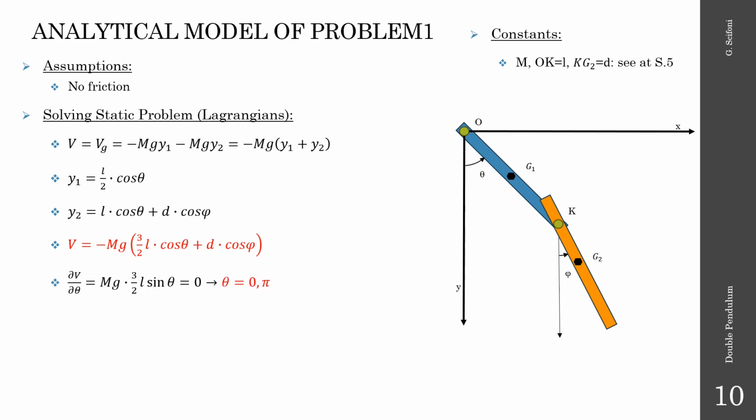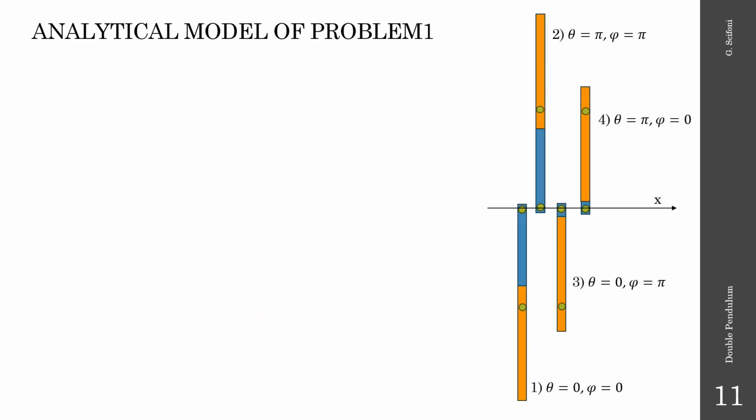We take the first partial derivative of capital V with respect to theta and the first partial derivative of the same function with respect to phi, and we put those equal to 0. The equilibrium positions are 4, theta equals 0 pi, phi equals 0 pi. We have represented those 4 positions here aside with respect to horizontal axis x.